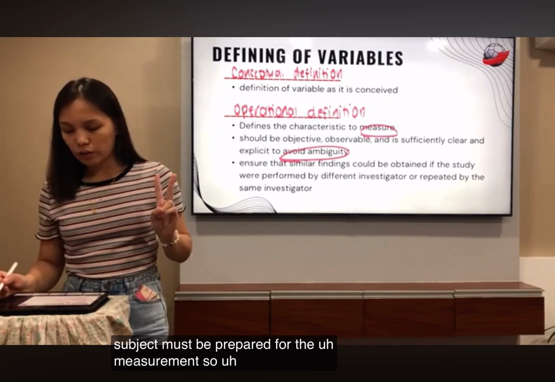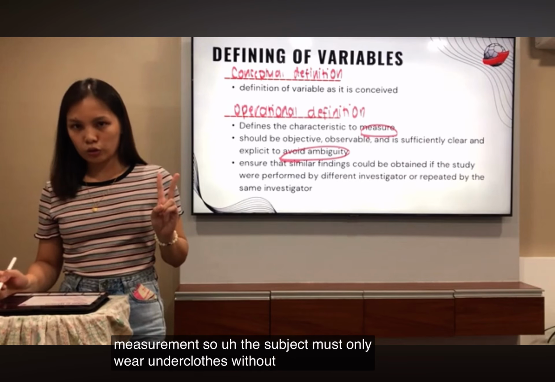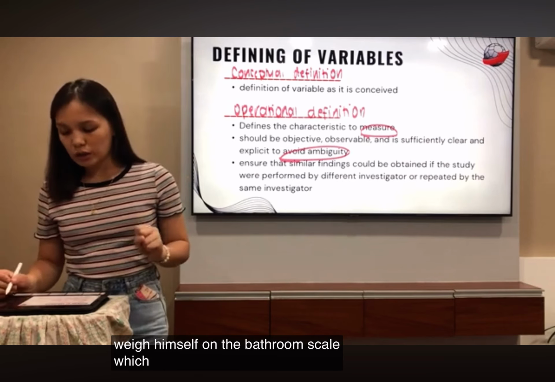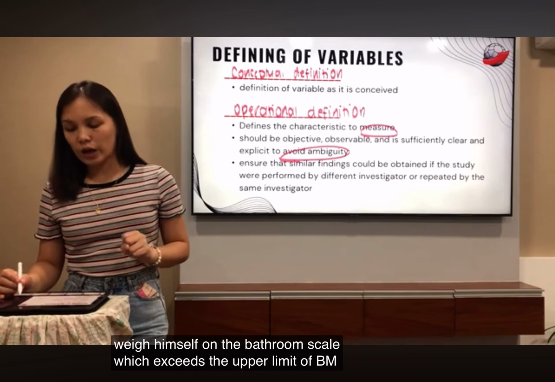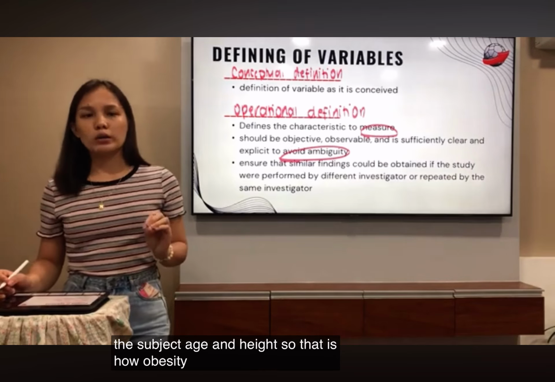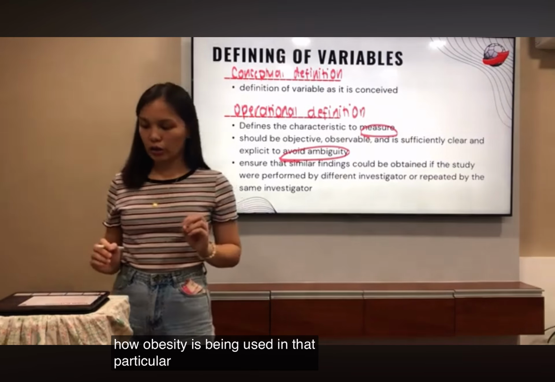So the subject must only wear underclothes without shoes and then weigh himself on a bathroom scale, which exceeds the upper limit of BMI of the subject's sex, age, and height. So that is how obesity is being used in that particular study.